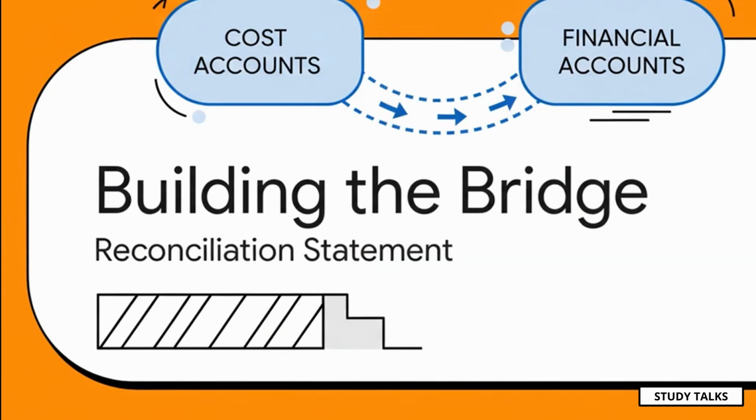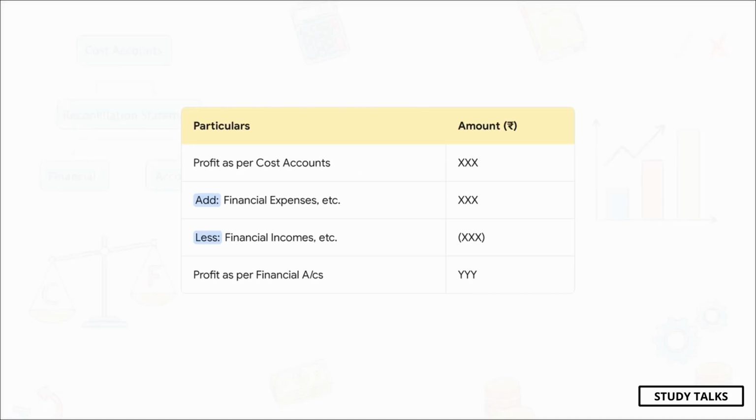So we've rounded up all our usual suspects. Now, how do we present our findings in the exam? We use something called a reconciliation statement. Think of it as the bridge that perfectly connects the profit from the cost accounts to the profit from the financial accounts. And here's what it looks like.